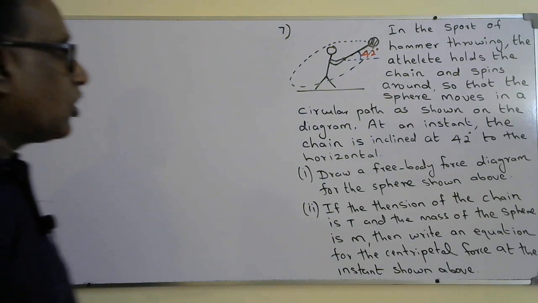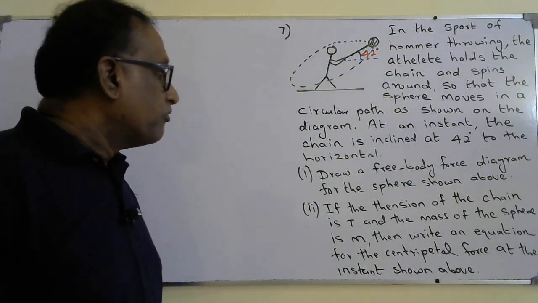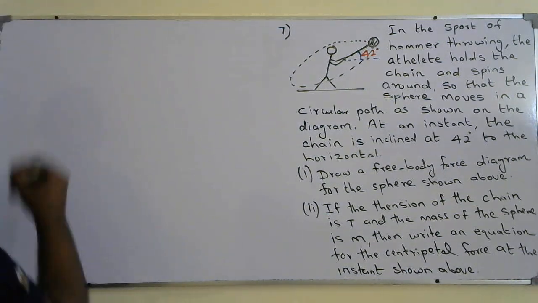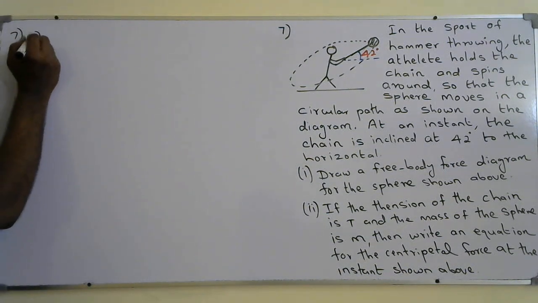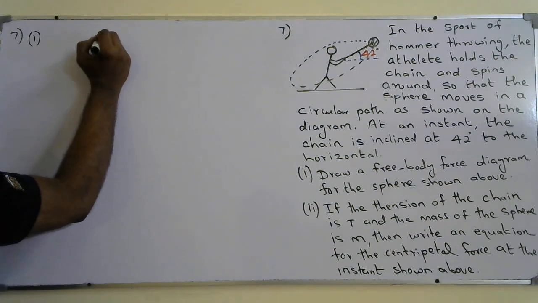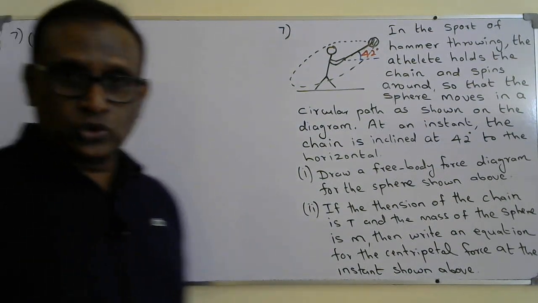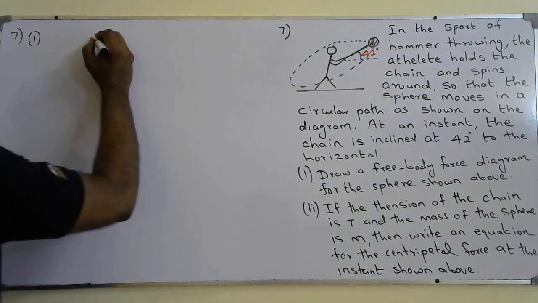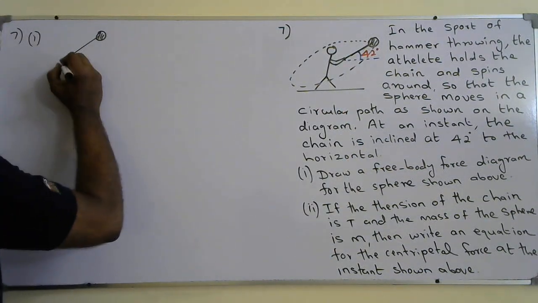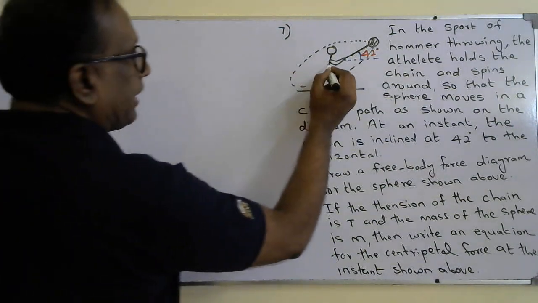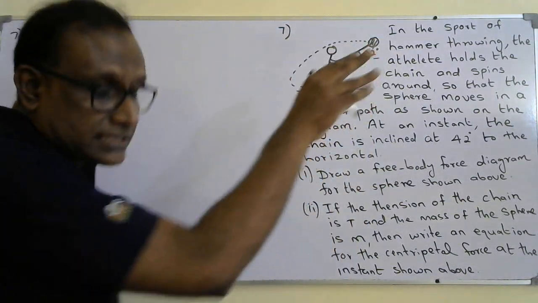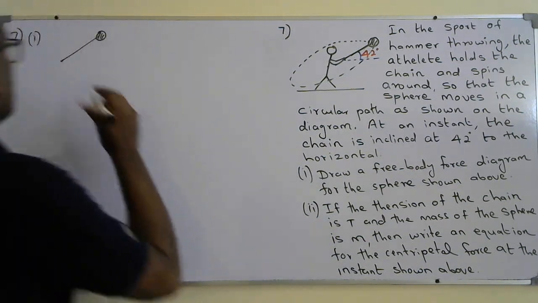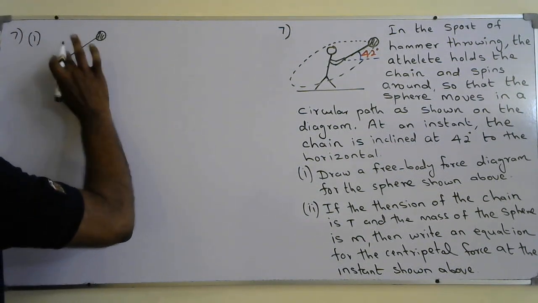Okay, so first part of question number 7: draw a free body force diagram for the sphere shown above. This is the sphere. Its velocity is into the board. It's moving on a circular path like this, so the tension will act towards the center. It's not a horizontal circle, not a vertical circle, so the center will be somewhere here.